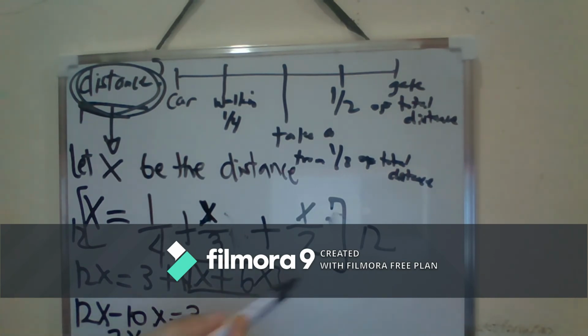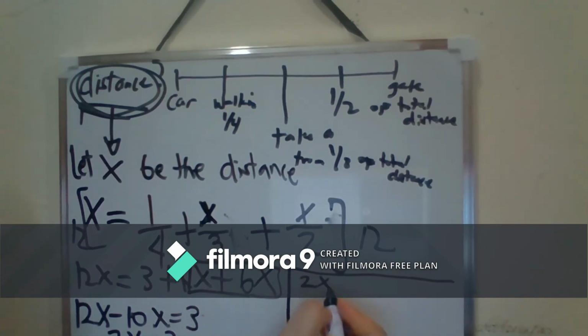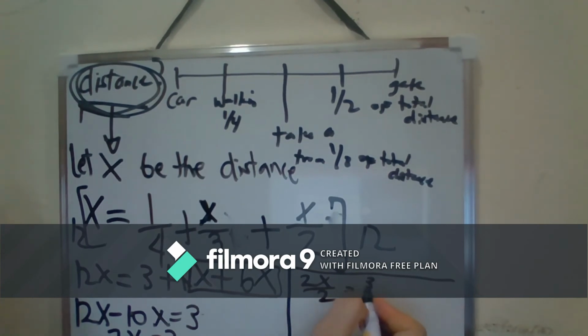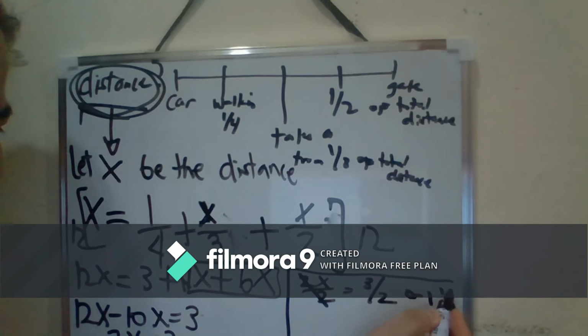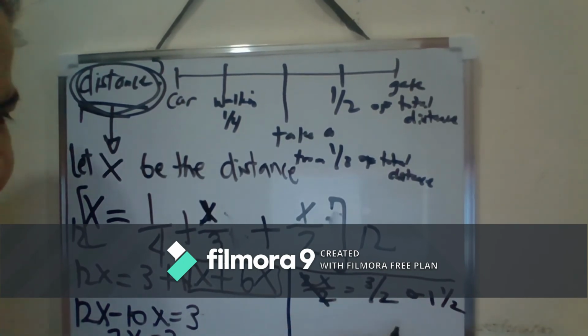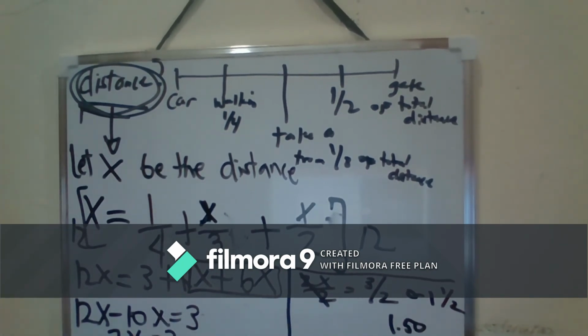So 2x, para ma-eliminate natin yung coefficient ni x, 2x divided by 2, then divided by 3. So, x is 3 over 2. 3 over 2 or 1 and 1 half. If it's in decimal point or gagawin natin siyang distance, it's equivalent to 1.50. Now, we have solved the equation. Now, the next guideline is to check the solution.